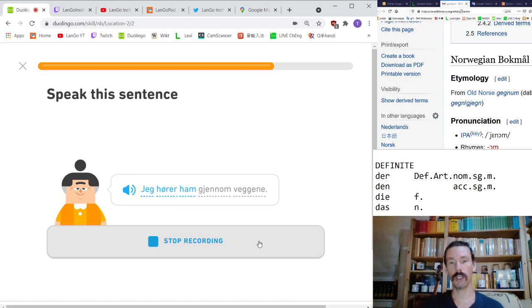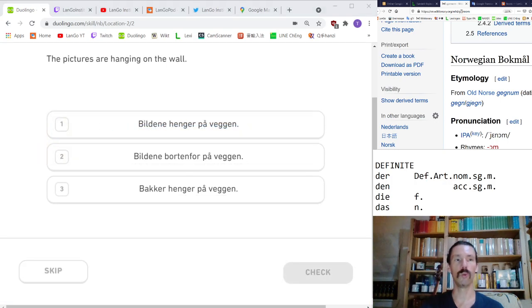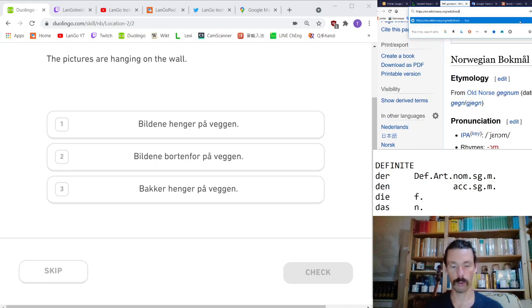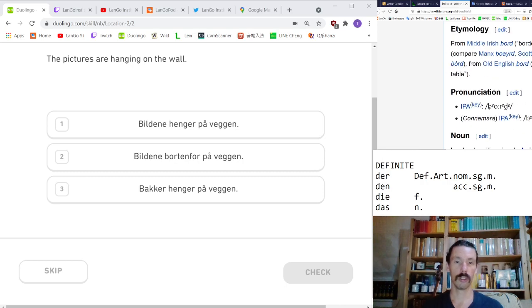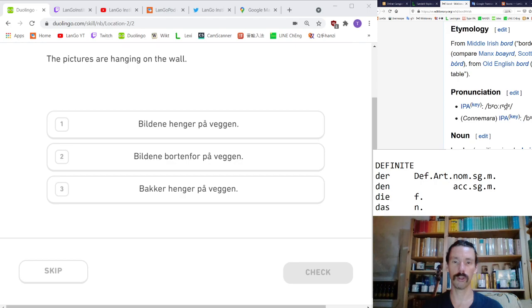Jeg hører ham gjennom veggene. Hear him. Ham means him. And bord. Let's look that up in Irish. Since there are several board words, you can put a hashtag and name the language. Jump right to that. From Middle Irish, Manx, Scottish Gaelic. From Old English, bord. Does it get a vowel inserted? These are showing that it's a velarized quality.